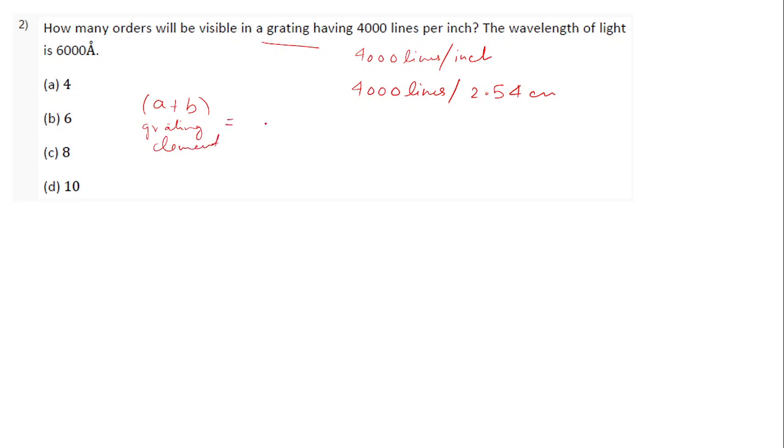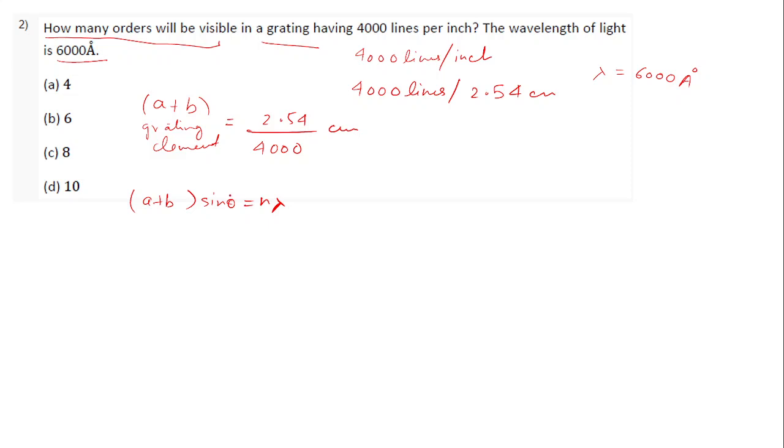So grating element will be 2.54 divided by 4,000, and this will be in centimeter. Okay, this is the grating element of this grating. The wavelength of light we are using is 6,000 angstrom, and we need to find out how many orders of the diffraction pattern we'll be seeing. So the condition is A plus B sine theta is equal to n lambda. Lambda we know here, A plus B we know.